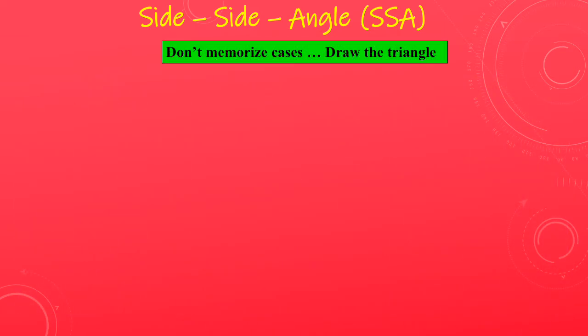Some teachers require students to memorize the conditions and conclusions of these 6 cases. I don't. The main reason is that h is not given. So the way to do this is to attempt to draw the triangle. In 95% of the cases, you will know whether 2 triangles are possible with the given information, 1 triangle, or it is impossible. Let us see some examples.